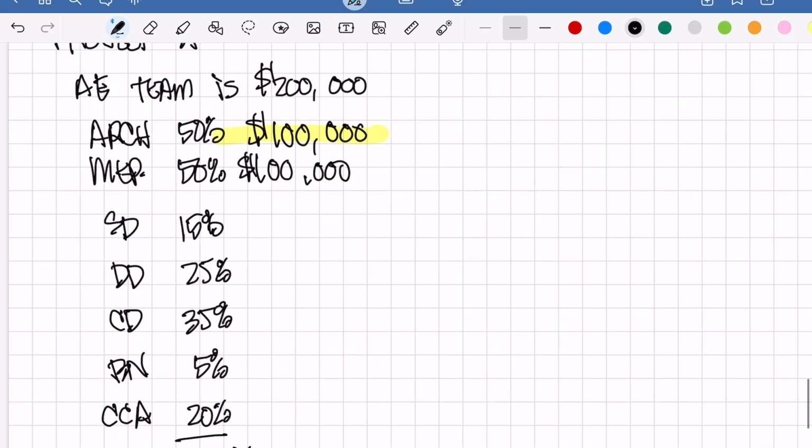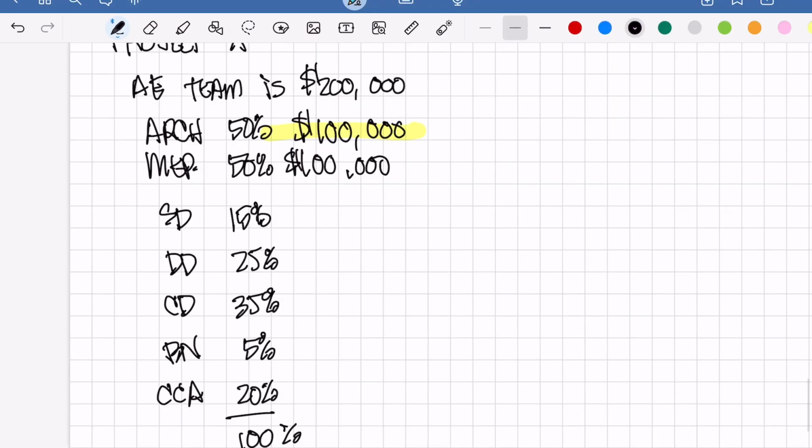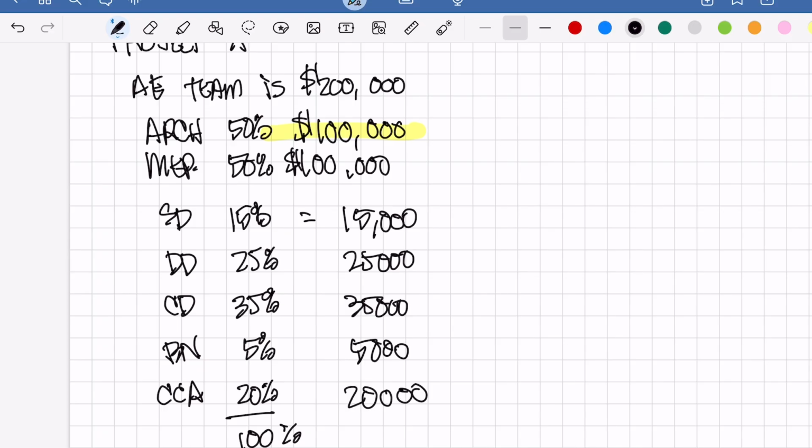So that's really good. But since now we're using real numbers instead of just percentages, we're going to take those real numbers and apply them. So 15% of $100,000, you guessed it, $15,000. $25,000, $35,000, $5,000, and $20,000. I'll put the dollar sign because it looks better.